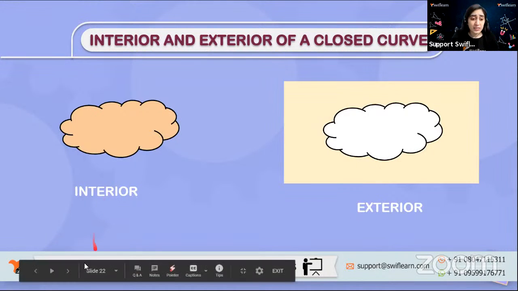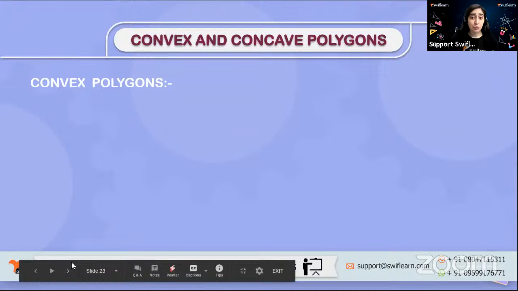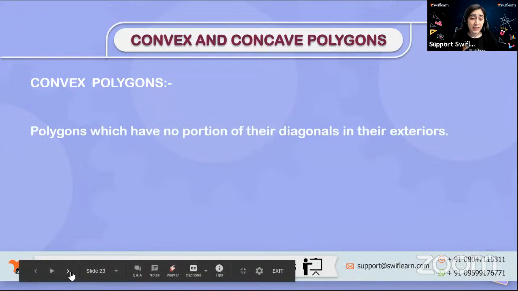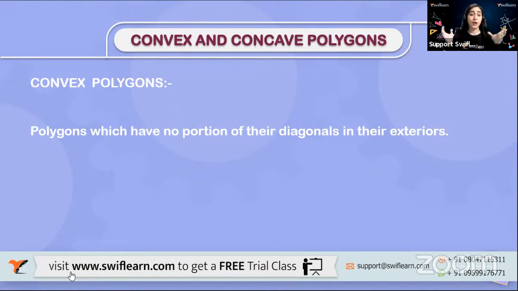We talk about internal and external because these are the ways we can describe what is a convex and what is a concave polygon. We have seen in the two figures that we discussed before, in the first figure, all the diagonals were coming inside the closed figure. Whereas in the second one, one diagonal was inside and the other one was outside, like MN was outside and ON was inside.